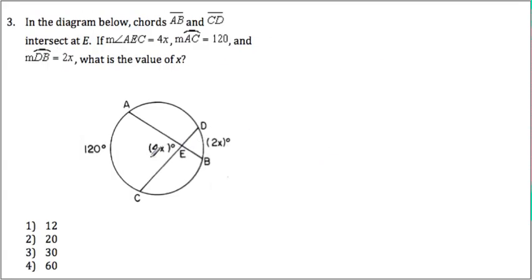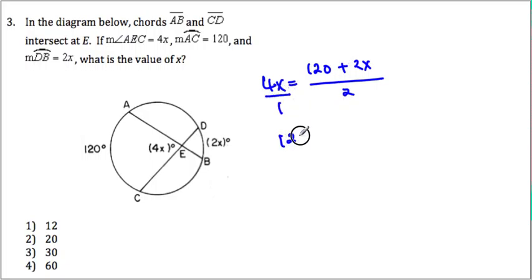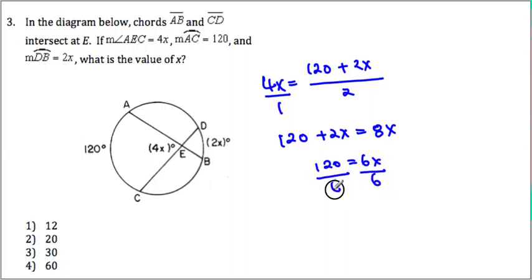Same relationship here. We have 4x in the middle between 2x and the 120. Then what we end up getting is 4x must be equal to 120 plus 2x all over 2. How are we going to figure out the value of x? I can put it over 1 and then cross multiply. So therefore we have 120 plus 2x must be equal to 8x. Then of course subtracting 2x, we end up getting 120 is equal to 6x. Dividing it by 6, we end up getting x equals 20. Therefore 20 becomes our answer.